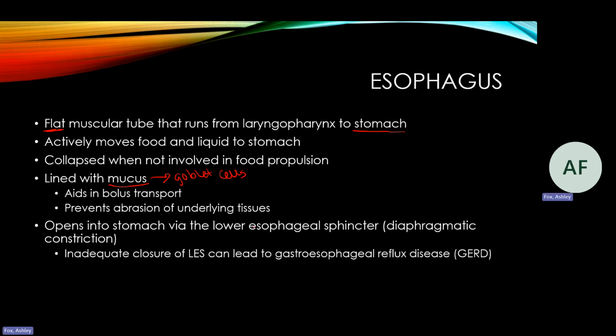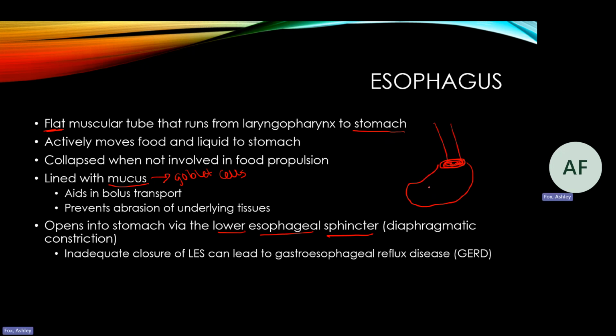So it opens into the stomach at what we call the lower esophageal sphincter. So what happens is food comes down the esophagus, and we have a circular muscular sphincter that's here that can open and close. Why do we have an esophageal sphincter? Well, we don't want this open all the time because what's below it is the stomach.